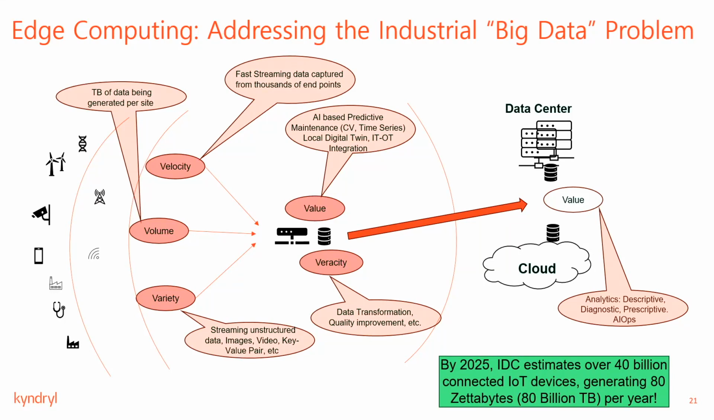So again, this is addressing the big data problem that we have with IT/OT. By 2025, IDC estimates that there will be over 40 billion connected IoT devices generating 80 zettabytes, that's 80 billion terabytes, of data per year in the world. This volume of data, we simply have to think of new ways of addressing it. Kangwarn mentioned at the beginning the CCTV camera. We simply can't save all of that data. There just won't be enough disks and enough flash chips in the world to save all of that data.